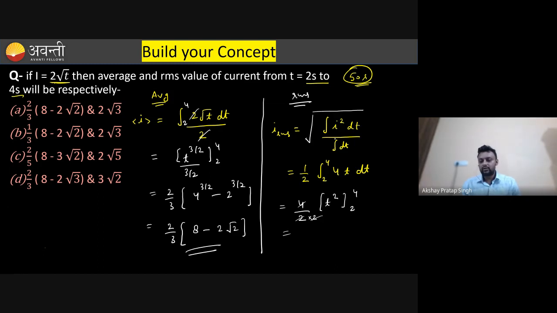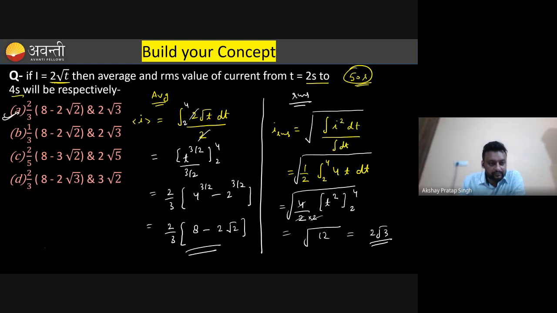And one more thing: this whole thing is going to be inside the root. So inside the root, it is 12, so it is going to be 2 root 3. This is your final answer, 2 root 3, which is option A. It is correct. So we will move towards the next question.